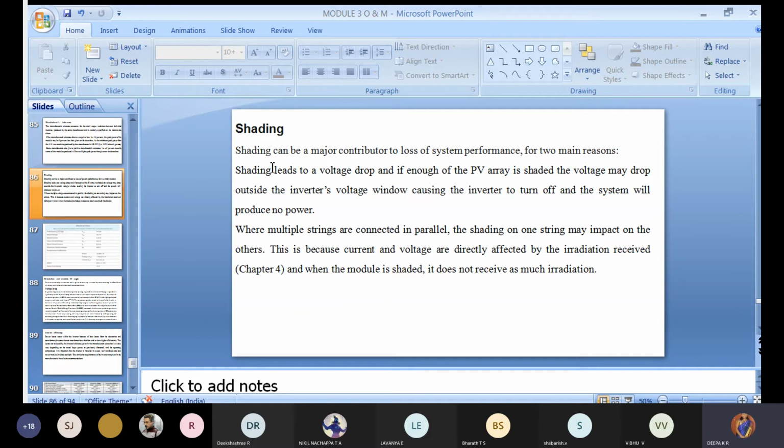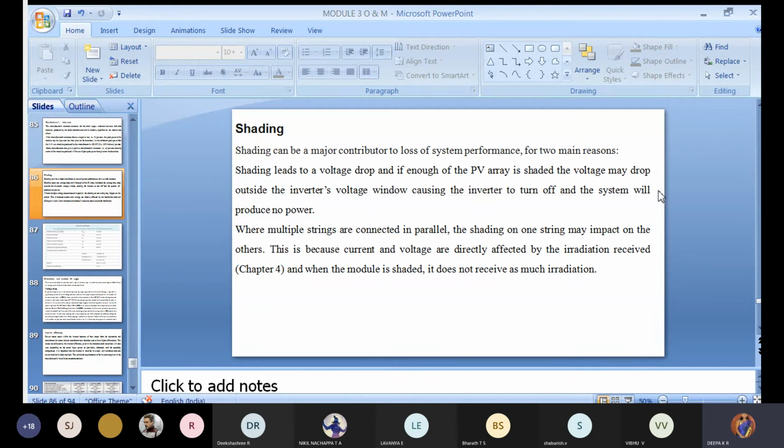So in that case, with shading, I don't know how far it is going to shade. It could be a full cell, a half cell, or a quarter cell. Depending upon that, there is a drop in voltage. And this drop can cause the output we are drawing from the PV panel to be less than the requirement of your inverter input. So that is one case where your inverter will not turn on and give the power output.